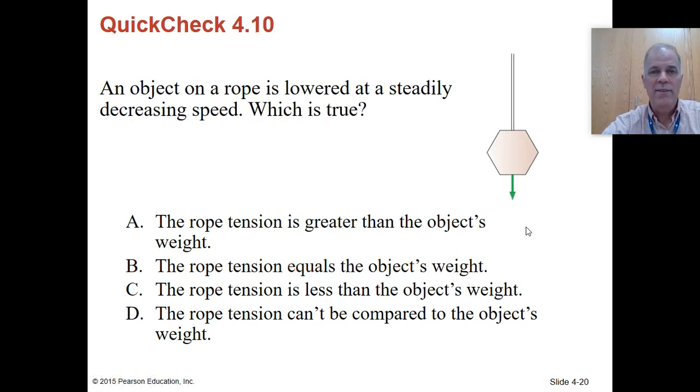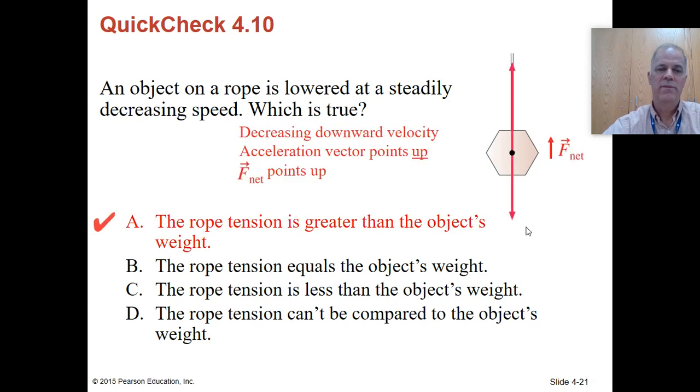This time, hint, hint, it's not in equilibrium because it's decreasing speed. It's slowing down. So here comes the answer. The tension has to be greater than the weight because the acceleration is upward. Another way to think about that is it's going down but slowing down, so it's descending at a decreasing rate. So not in equilibrium, net force is upward. Next question.